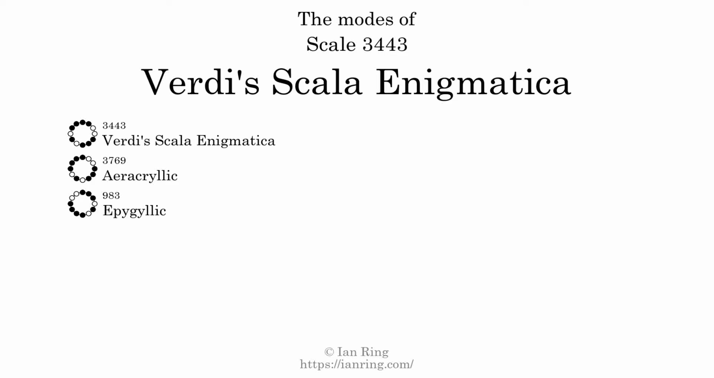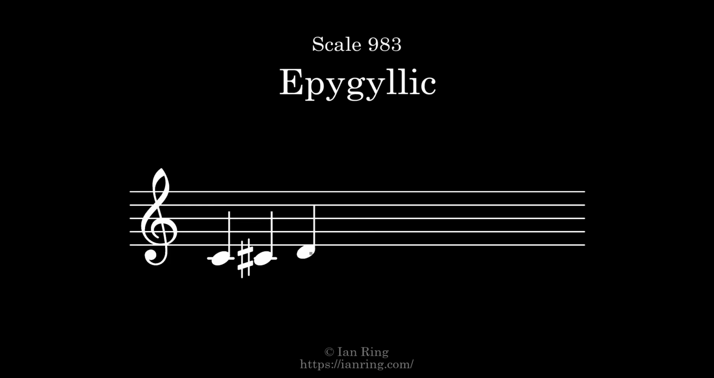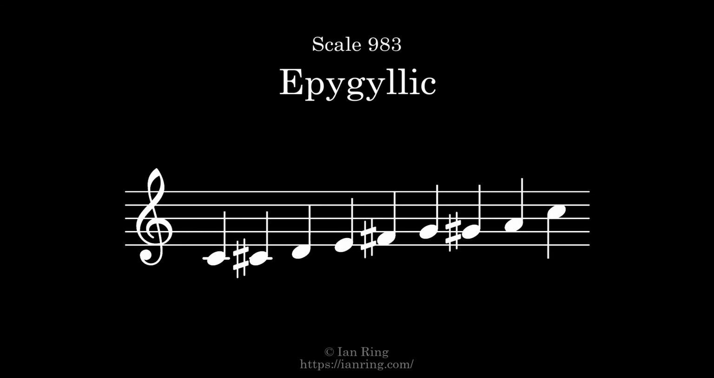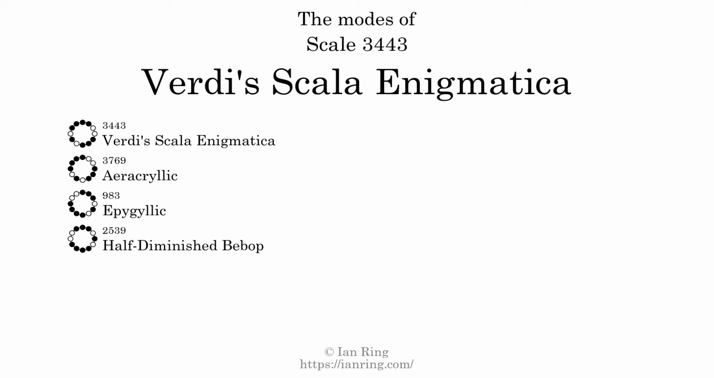The third mode is scale 983, also known as epigilic. It sounds like this. The fourth mode is scale 2539, also known as half-diminished bebop. It sounds like this.